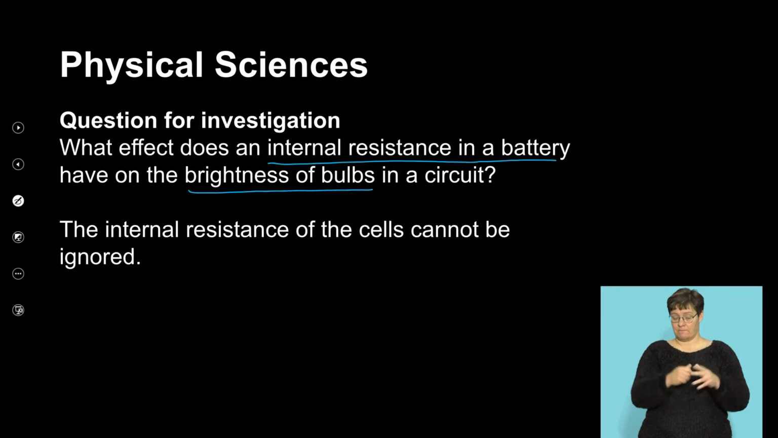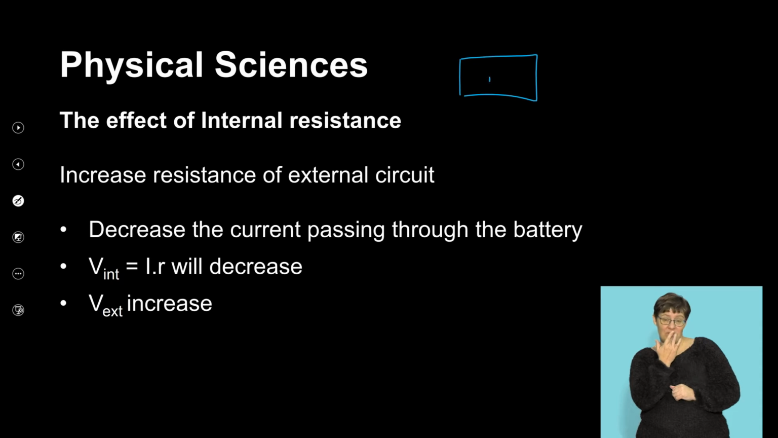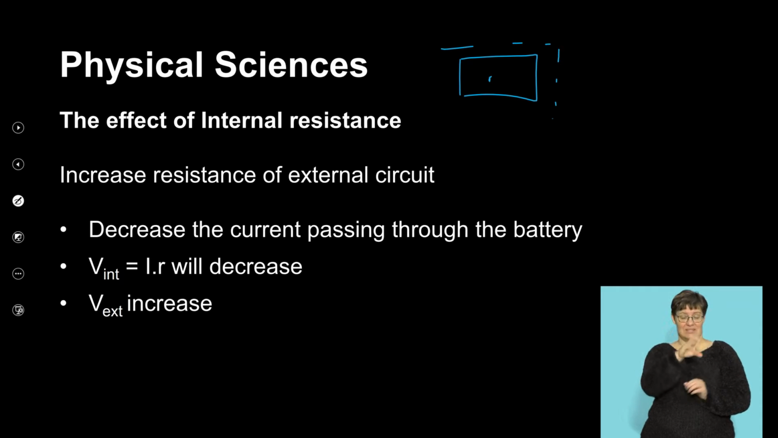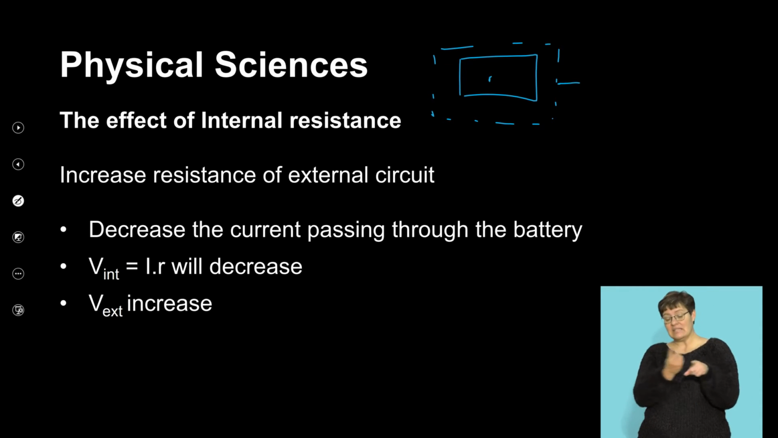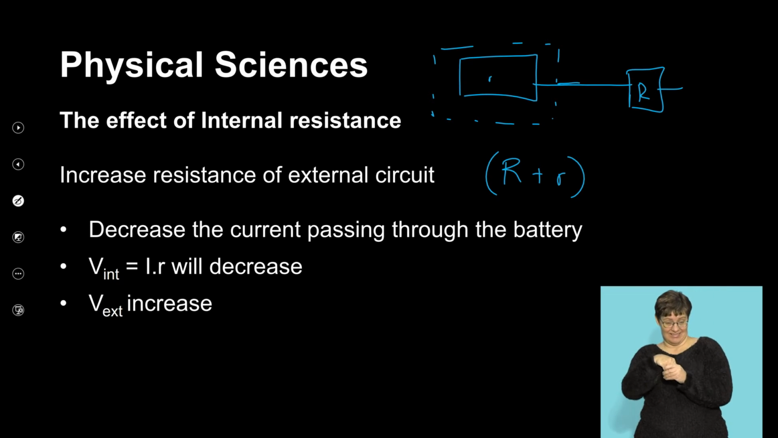Right. So the effect of internal resistance in a battery is that it will increase the resistance in the external circuit. Remember, the battery is actually in series with the external resistance. So if, for argument's sake, that's R, and this is part of the circuit, the effective resistance in the circuit will be R plus r, as we have represented it in that way.